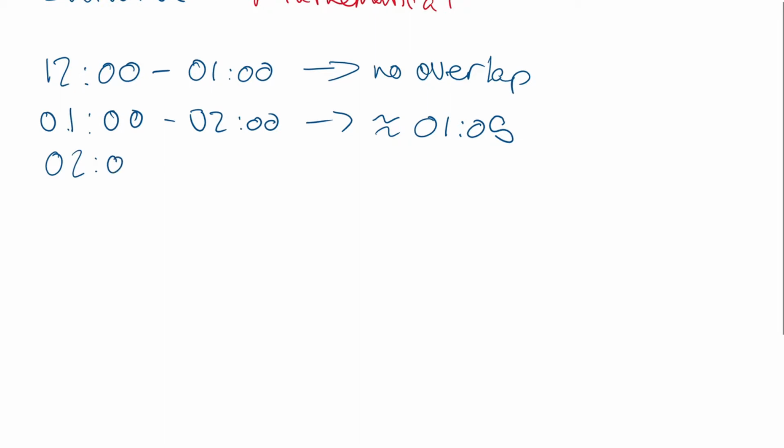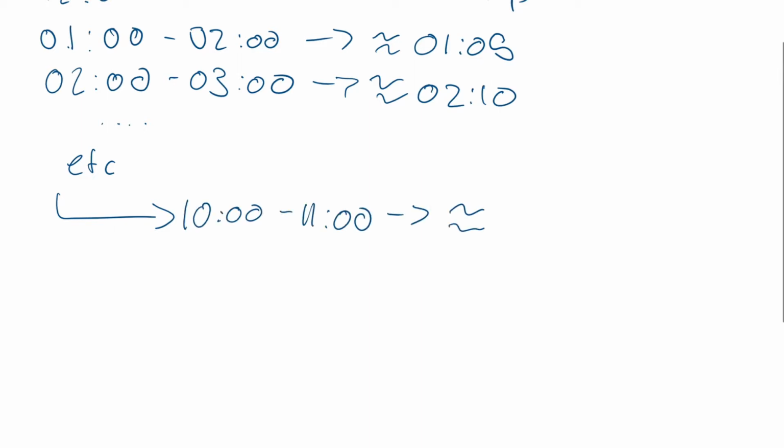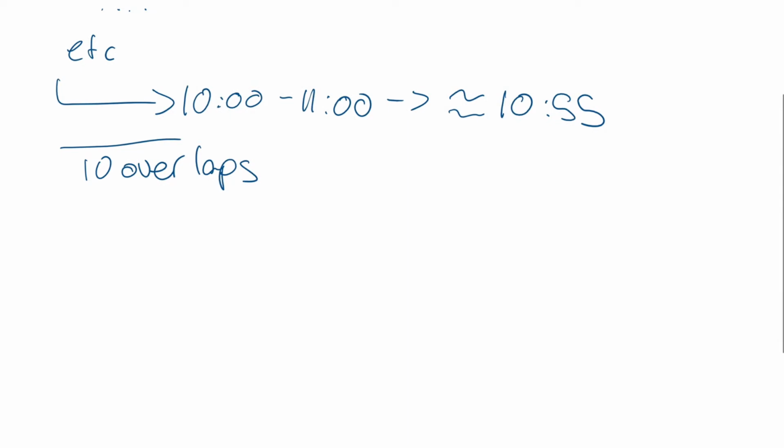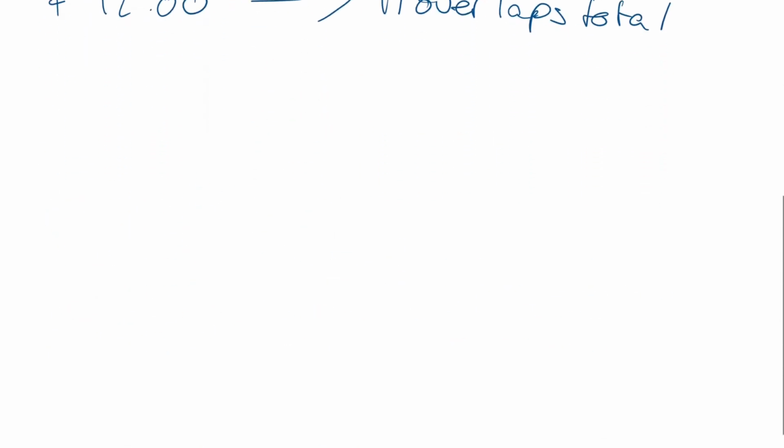Between 2 and 3 at 2:10. Between 3 and 4 at 3:15, etc. This is 10 times until we get to 11 o'clock. Then, between 11 and 12, they overlap at 12 o'clock exactly, which gives us 11 overlaps in total.